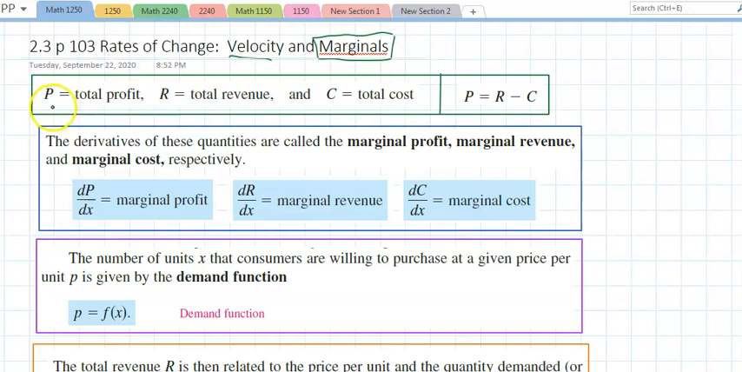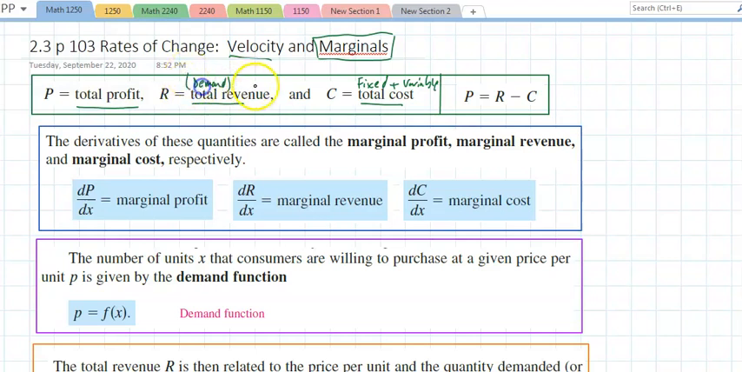One of them is P is going to stand for total profit, R for total revenue, and C for total cost. Now do remember, cost has two branches. It has fixed plus variable. Revenue is sales, total sales. And I'm going to talk about that in a minute. We have a formula for that right there. Revenue is the demand.